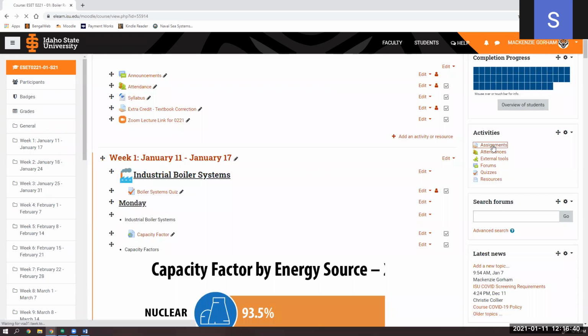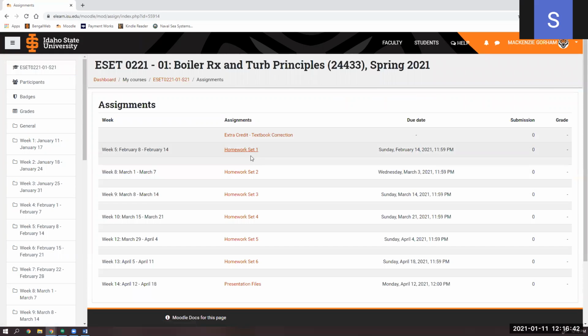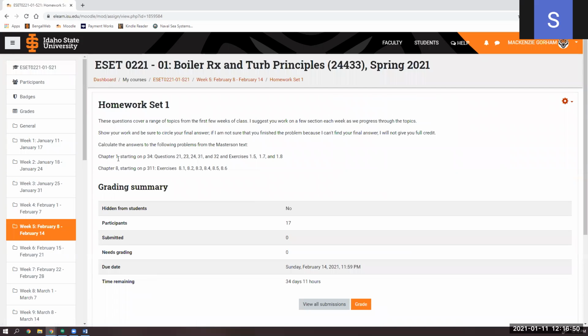We have some homework sets, which are going to be a lot of calculation problems. So if you go in here, right, answers to the following problems from the Masterson text, okay? So there's the chapter and the page they start on and which questions. Some are short answer, some are calculations.